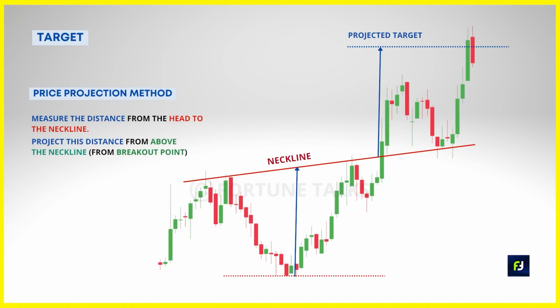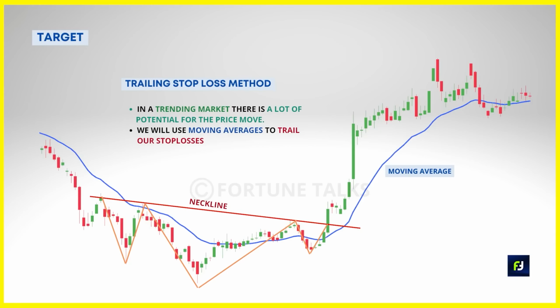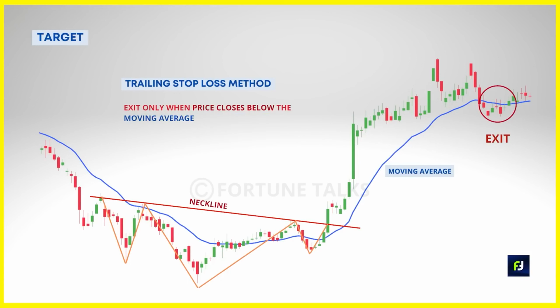But unlike the price projection technique, a trailing stop loss method does not use a fixed target profit. Instead, you trail your stop loss as the price moves in your favor so that you can ride the entire trend. So in order to do that, the first step is to decide on the type of trend you want to capture, whether it's a short-term, medium-term or long-term trend. Then you can trail your stop loss with the appropriate moving averages like 20 period for short-term, 50 period for medium-term and 200 period moving average for long-term trades. You will exit the trade only when the price closes below the moving average.